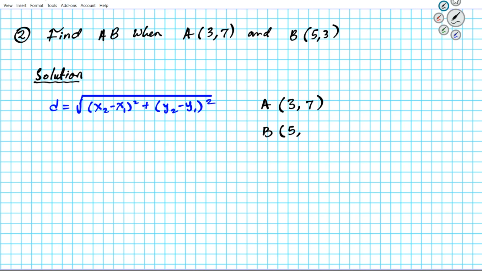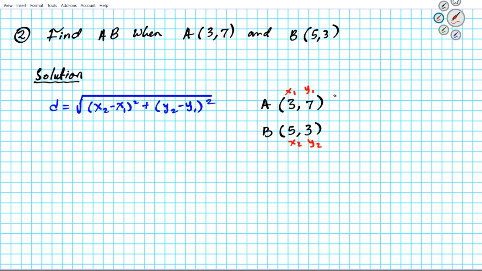So let's just call A the 1s and B the 2s. It doesn't really matter how you do it. You still get exactly the same answer, right? So keep that in mind. So for A, this is x1, y1, just as we did before, and then for B, this is x2, y2.